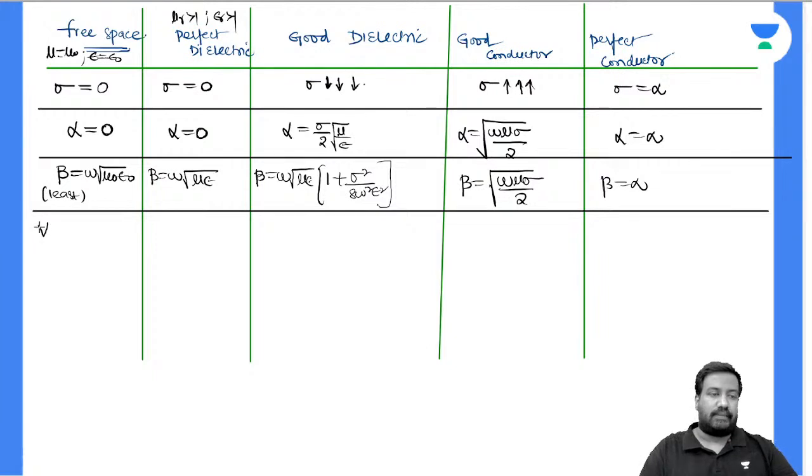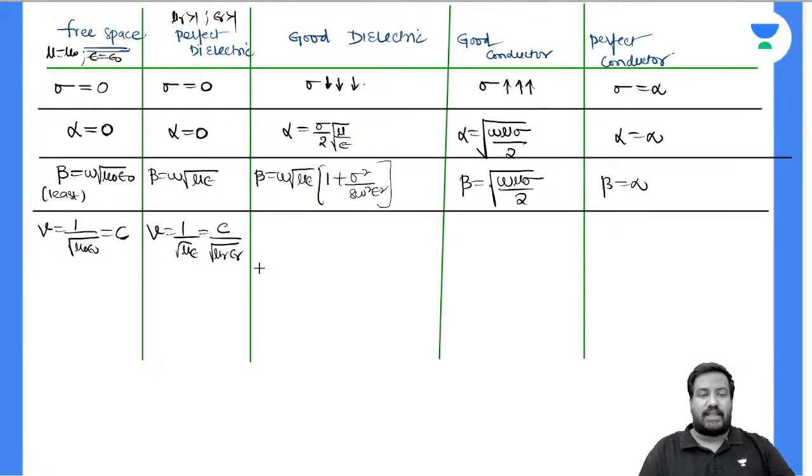Next, velocity. 1 by under root of mu naught epsilon naught, which is C, 3 into 10 power 8 meter per second, the velocity of light in free space. In perfect dielectric, 1 by under root mu epsilon, that is 1 by under root of mu naught epsilon naught into under root of mu r epsilon r. Mu r is greater than 1, epsilon r is greater than 1. Therefore, it is C by under root of mu r epsilon r, so velocity is less than C. It is decreasing. It means at this point it will have the highest, then it has decreased in perfect dielectric.